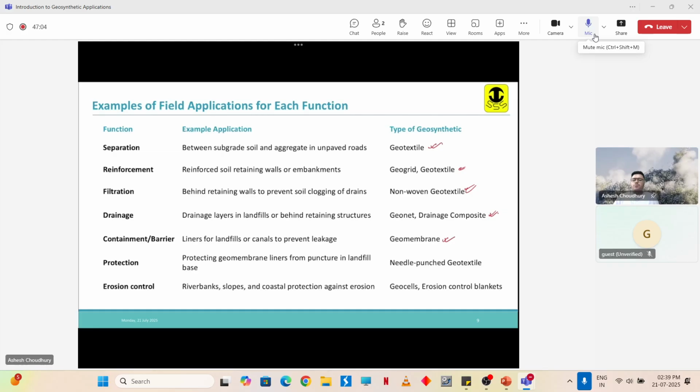Then we have protection, protecting geomembrane liners from puncture in landfill base, which I said already. So this is what we use: a puncture-resistant layer. And then we have erosion control, for river banks, slopes, and coastal protection against erosion. For that we use geocells or erosion control blankets.